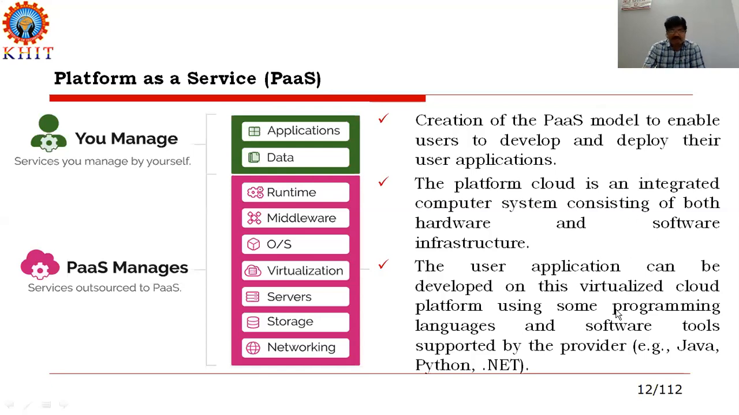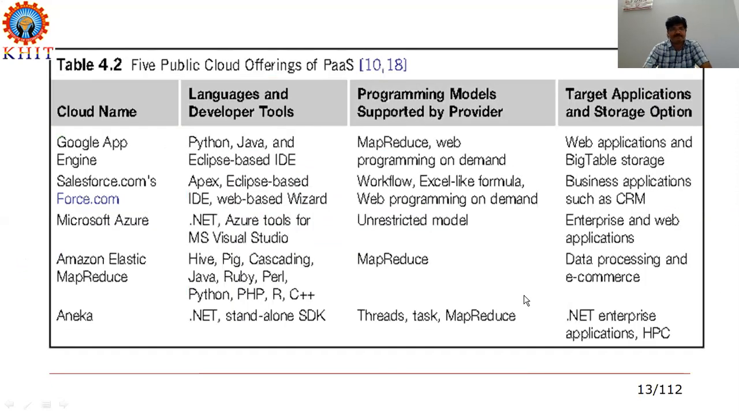So Java is one of the software tools which can support platform as a service, and Python is also one of the familiar tools that support PaaS. .NET is also a familiar tool which can support platform as a service. Consider the table here, some of the public clouds which are offering platform as a service. Namely, public clouds are listed here.